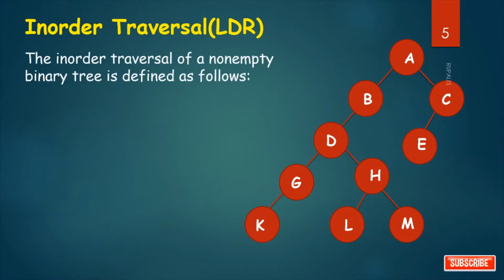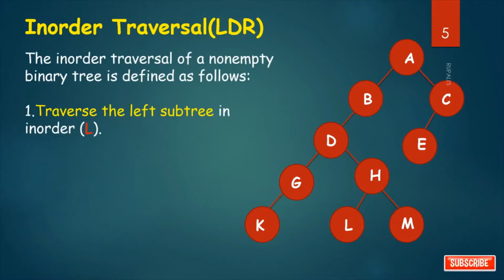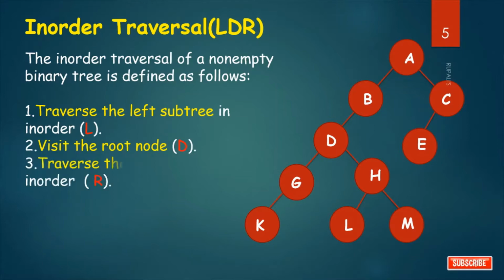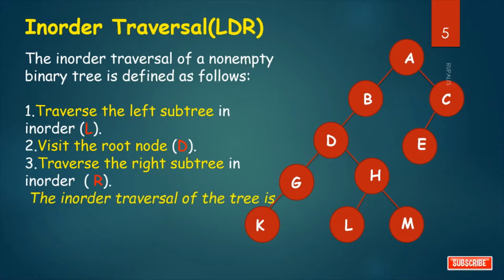So how can we do this? See the instruction. First, traverse the left subtree in order, that is L. Visit the root node, it is D. And traverse the right subtree in order, that is R. So see this example of how we can traverse this tree in-order. First we apply LDR at the root node. L means traverse the left subtree in order, so go to the left child. Again we apply LDR here.